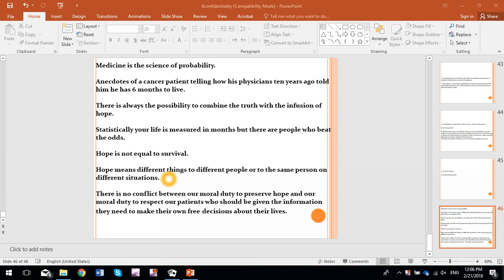There is no conflict between our moral duty to preserve hope and our moral duty to respect our patients, who should be given the information they need to make their own free decisions about their lives. Thank you.